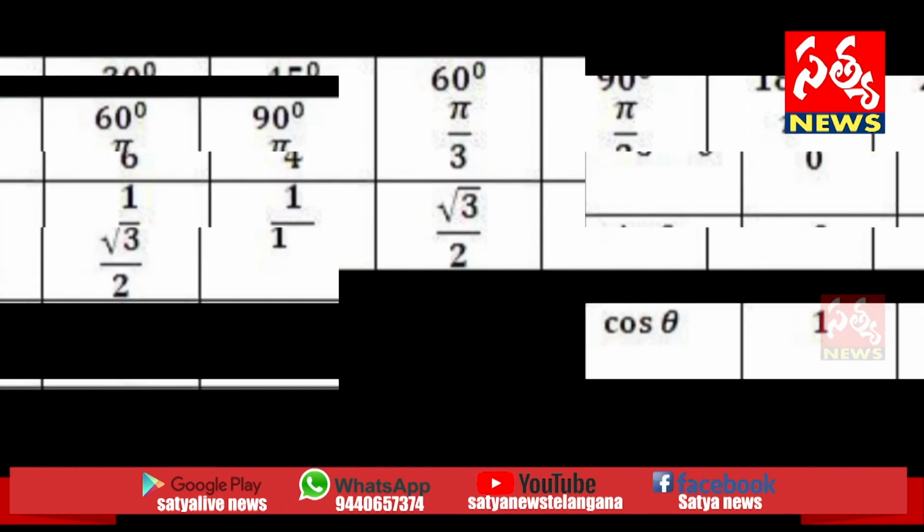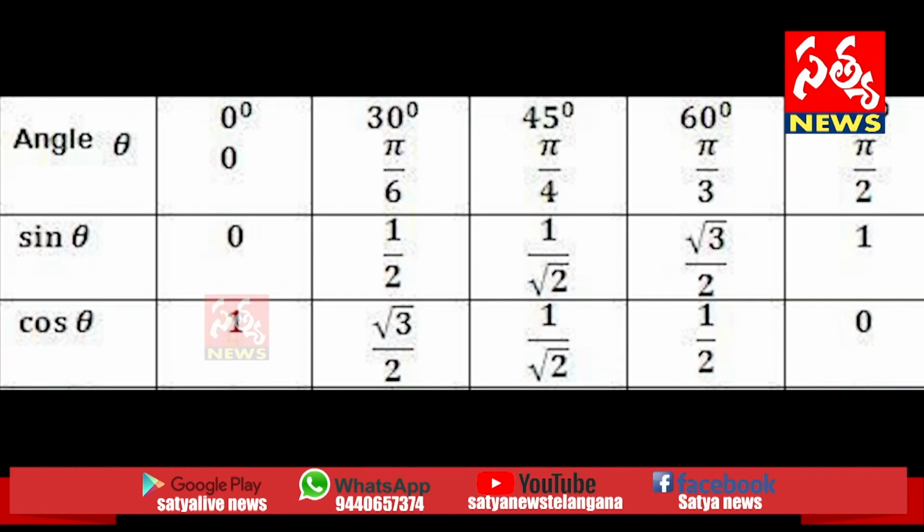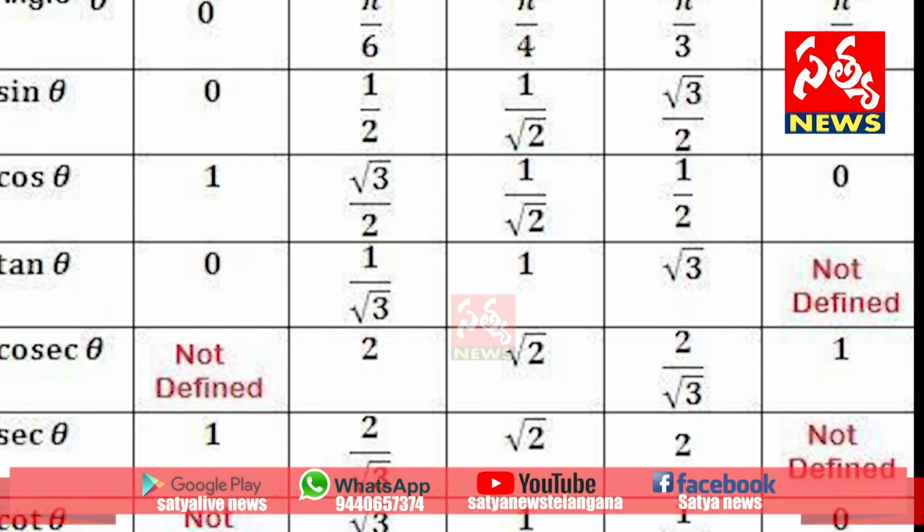sin 90 is 1. And cos is reverse of sin. As sin 90 is 1, so cos 0 is 1. You can see here, cos 0 is 1, cos 30 is root 3 by 2, cos 45 is 1 by root 2, cos 60 is 1 by 2, cos 90 is 0.